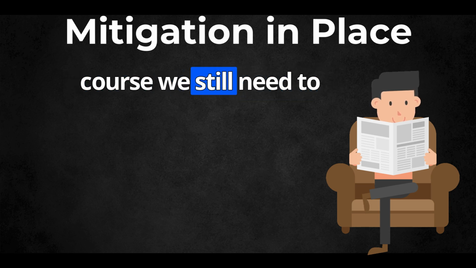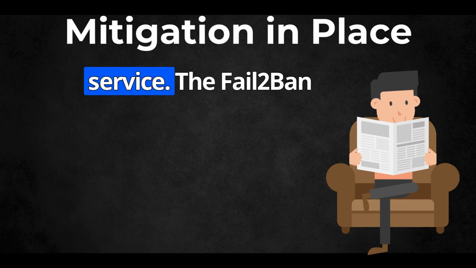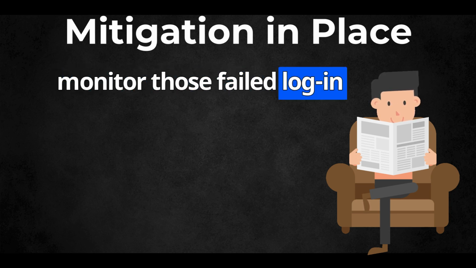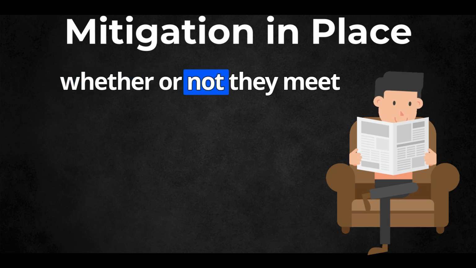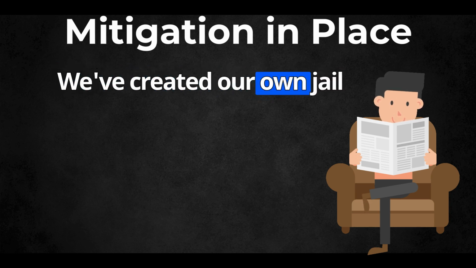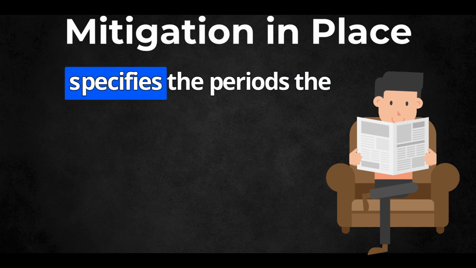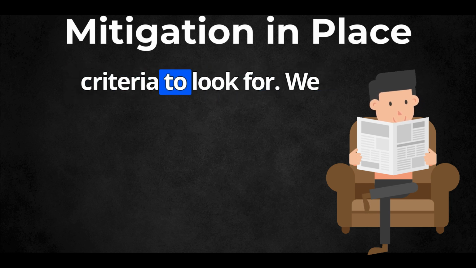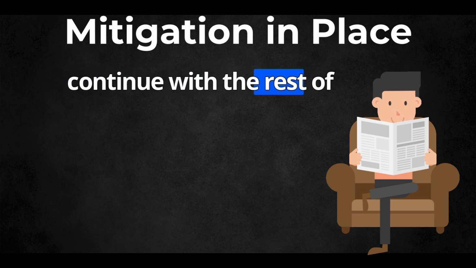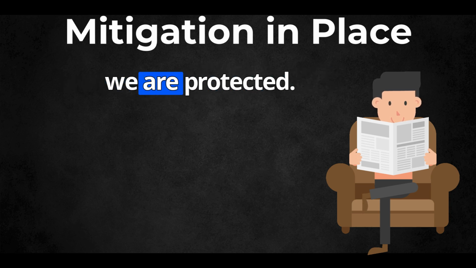Of course, we still need to monitor, but we've installed the fail2ban service. The fail2ban service will continue to monitor those failed login attempts and decide whether or not they meet the criteria to ban them. We've created our own jail file, the sshd.conf, that specifies the periods, the criteria to look for. We should be able to now continue with the rest of our day with a little bit more peace, knowing that we are protected.